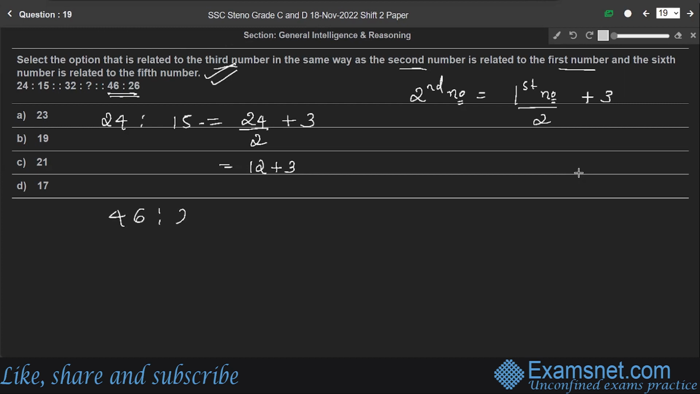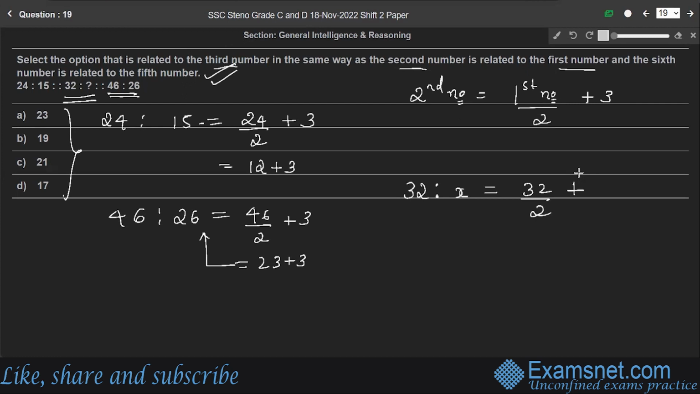Similarly, the last set of numbers, 46 is related to 26. So 26 can be written as 46 by 2 plus 3. 46 by 2 is 23 plus 3 is equal to 26. So among the 4 options, which option is related to the number 32? 32 is related to the number x, which is equal to the first number divided by 2 plus 3. 32 by 2 plus 3 is equal to 16 plus 3, which is 19. Therefore, 32 is related to the number 19. Option B is the right answer.